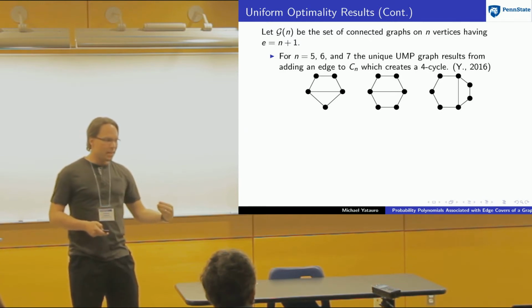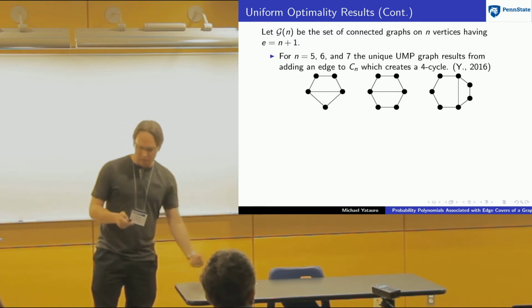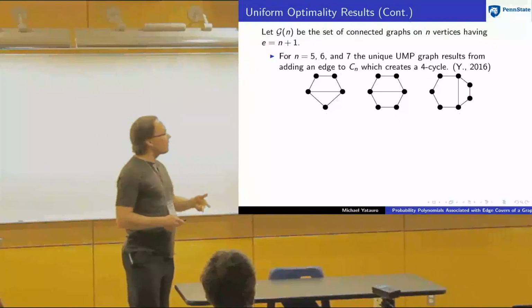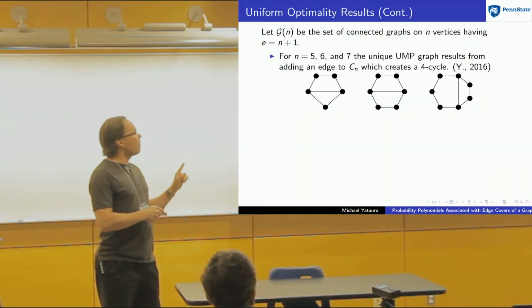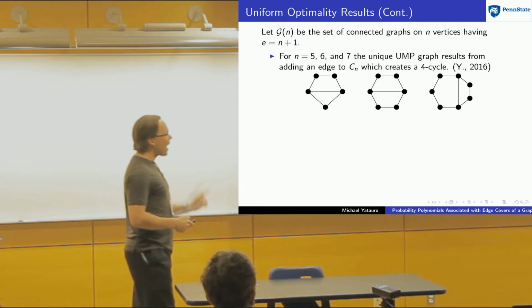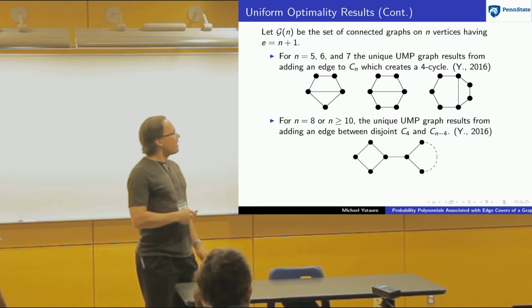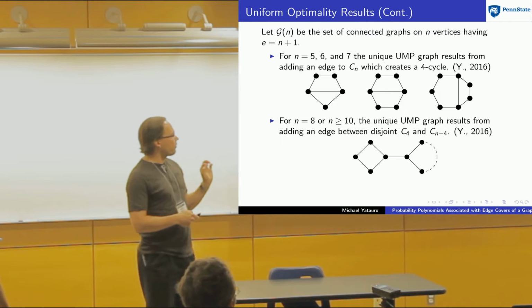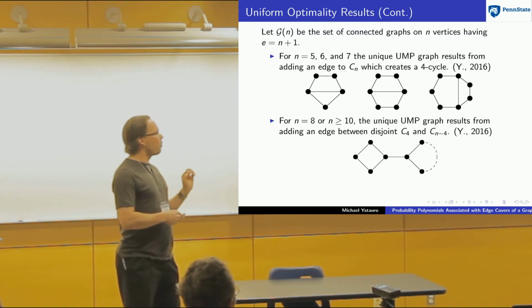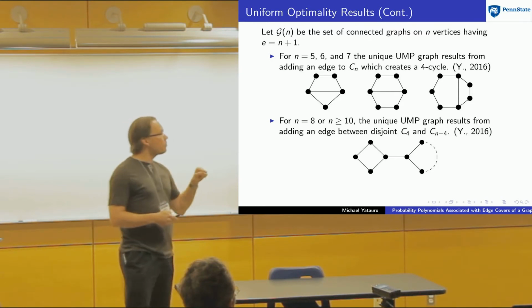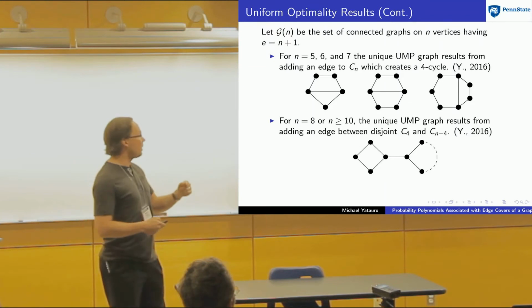So we went paths, add an edge, cycles, add an edge, a chorded cycle. It just so happens that those were only the most probable for n equals 5, 6, and 7. And the specific chorded cycles we take are such that the edge creates a four cycle within. What happens beyond that? Well, when n equals 8 or n is greater than or equal to 10, it just so happens that we get a different structure for the most probable, in which we take a C4 and then the remaining vertices on a C(n-4) and a single edge joining a vertex of the C4 to the C(n-4). And those become the unique, uniformly most probable.